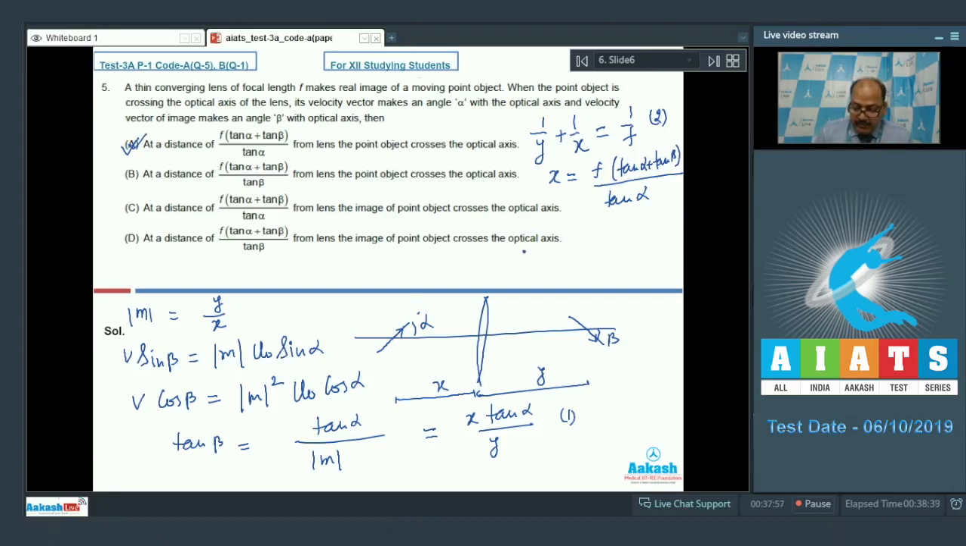And if we solve for y, we'll find that y is equal to f (tan alpha plus tan beta) divided by tan beta, which means option D is also correct. So options A and D are correct. Let's now go to the next question.